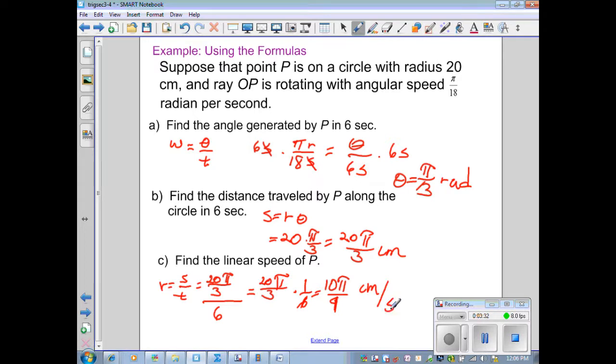Another way of doing this is to use the previous formula, which is going to be velocity equals r times omega, which would be, in this circumstance, 20 times pi over 18, and then that would simplify down to the same solution. So either formula would work.